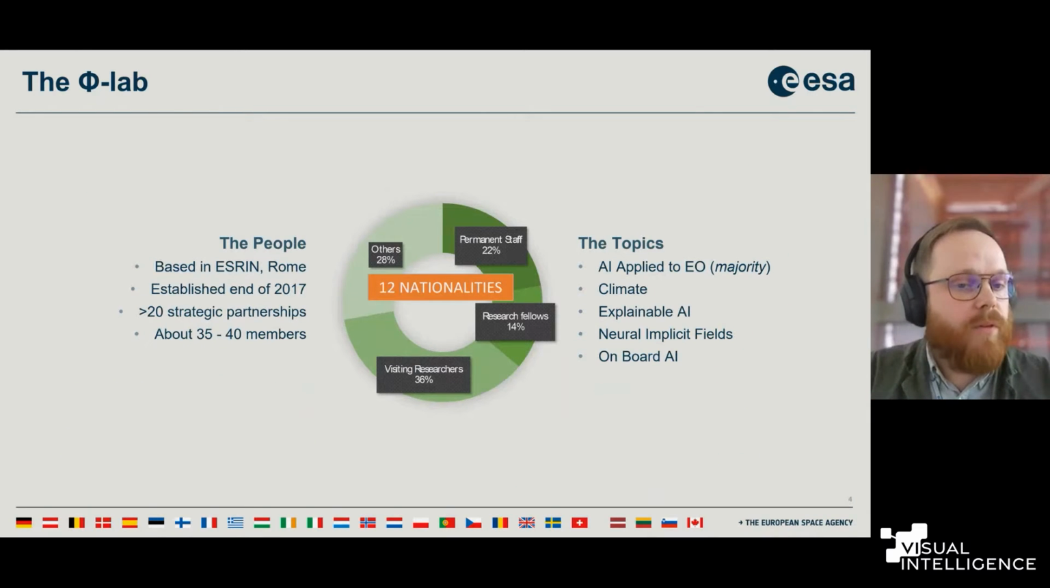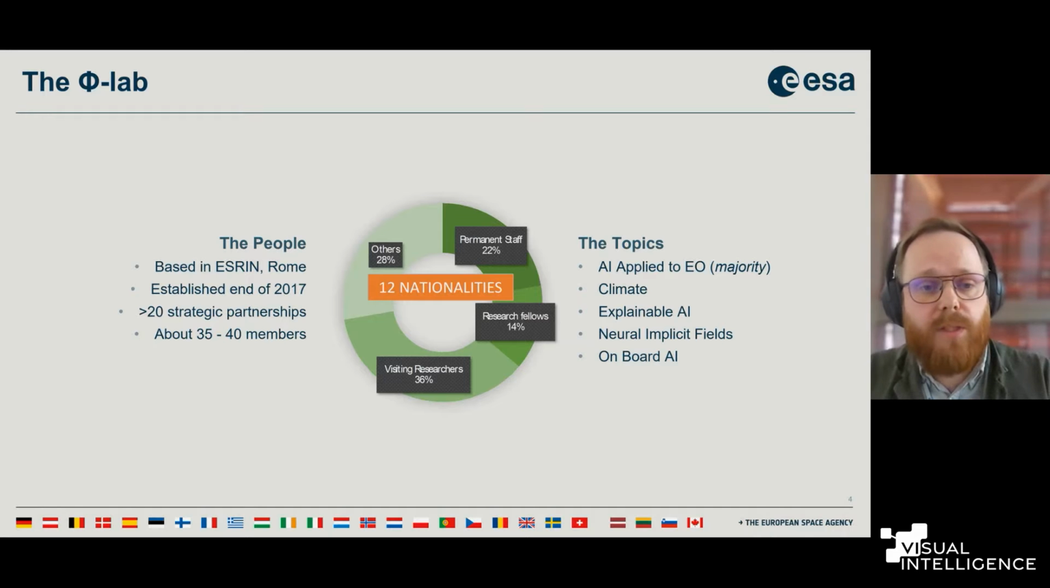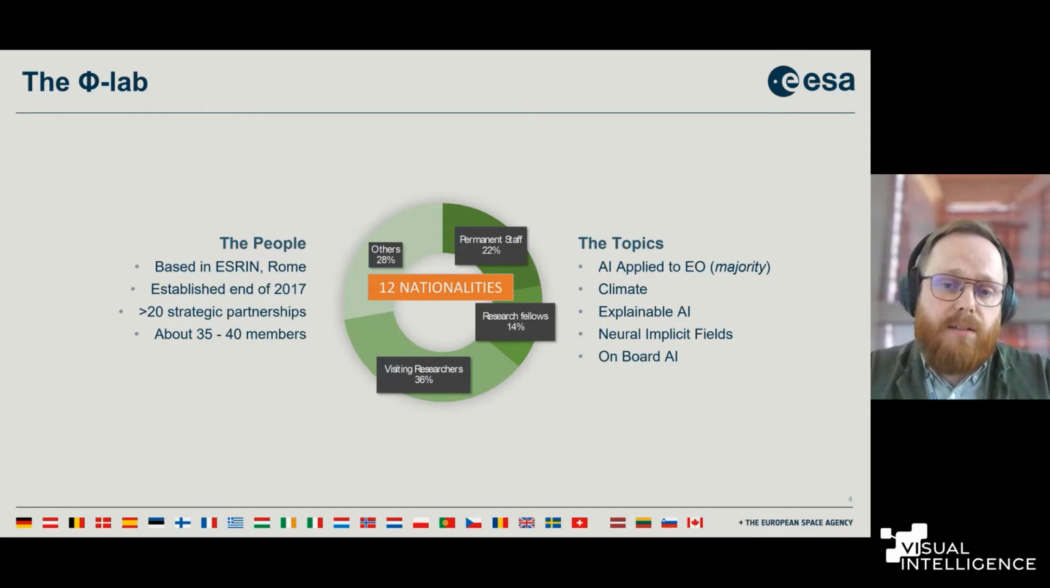We're only about 35 to 40 people, a relatively new department. And as I mentioned, around 50% of us are researchers, and the majority are working on AI.